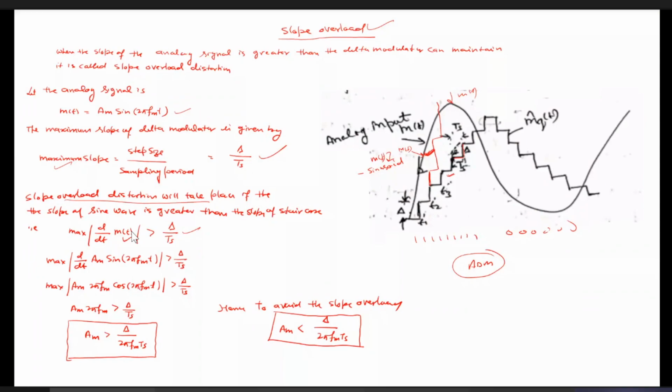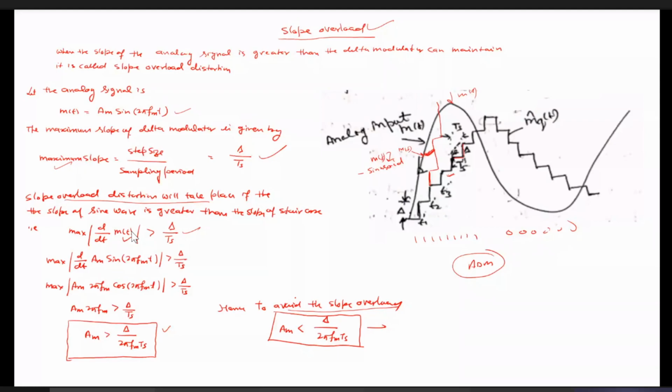From that, we can calculate the amplitude of the analog input signal. If the amplitude of the analog input signal is greater than delta by 2 pi fm Ts, then the slope overload distortion will occur. But to avoid the slope overload, if you take the amplitude of our analog signal less than this factor, delta by 2 pi fm Ts, then we can avoid the slope overload, specifically for the sinusoidal input signal case. So this is the condition we arrived at.